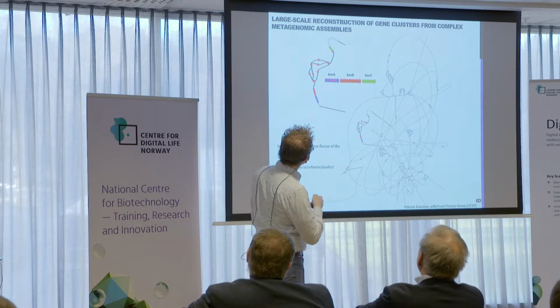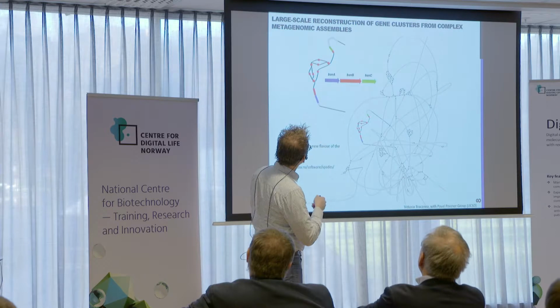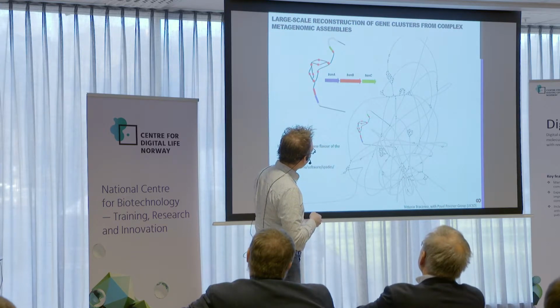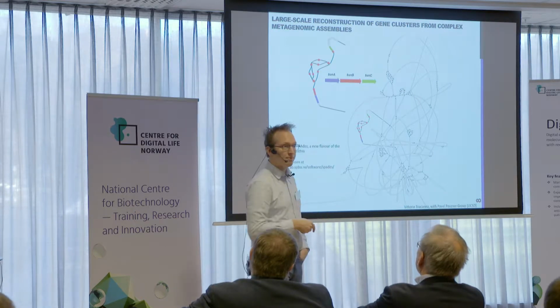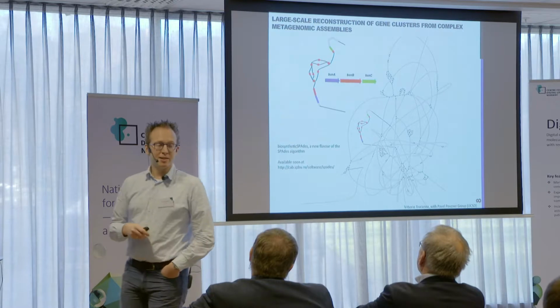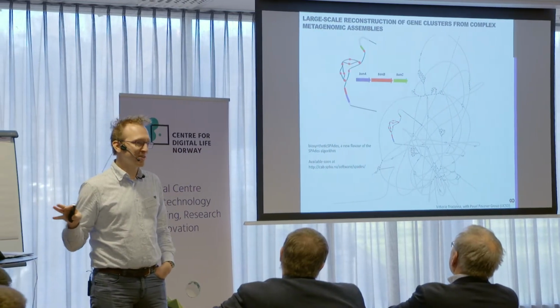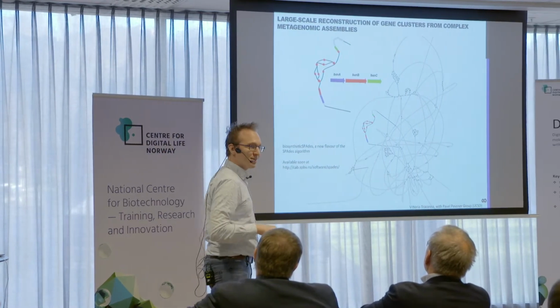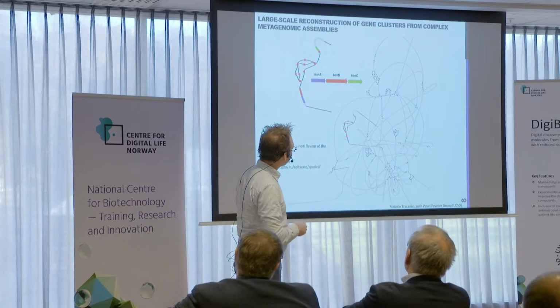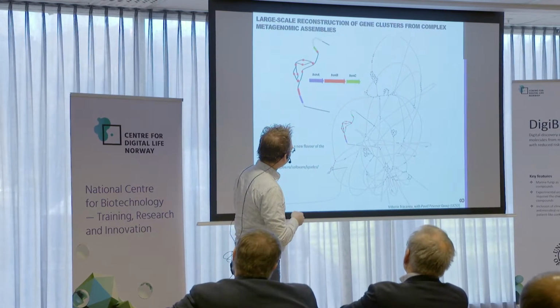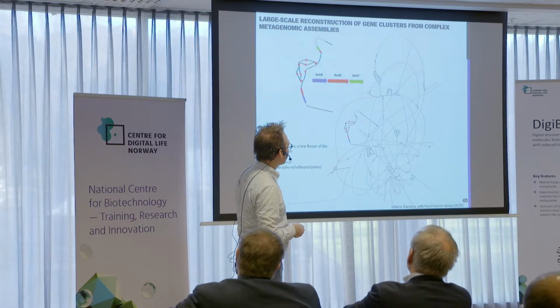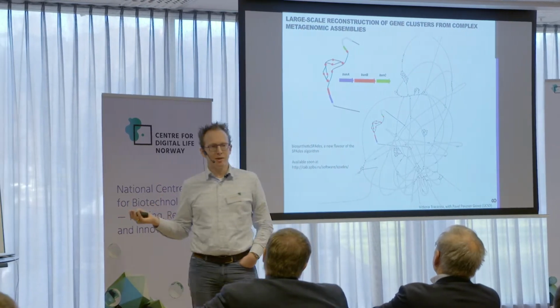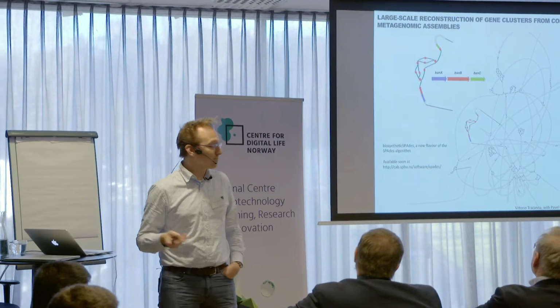And for example, this gene cluster here, which encodes the biosynthesis of a lipopeptide, in the assembly graph is actually split into 1, 2, 3, 4, 5, 6, 7, 8, 9, 10 separate contigs. And normally if you don't look at this graph, which nobody really does unless you're really good at this kind of stuff, you would just look at these small separate contigs and you would have no idea that they belong to the same gene cluster.